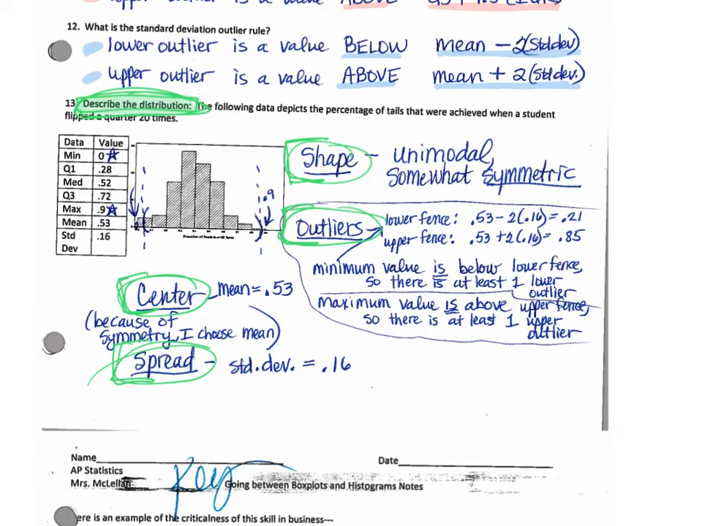You first say, hey, look, that looks pretty unimodal and symmetric. That then guides the rest of what you do. So guess what? I have symmetry, standard deviation, and mean. Therefore, when I do my spread, I say the standard deviation is this value. When I do my center, I say the mean is this value. So I'm specifically stating standard deviation is this, mean is this.